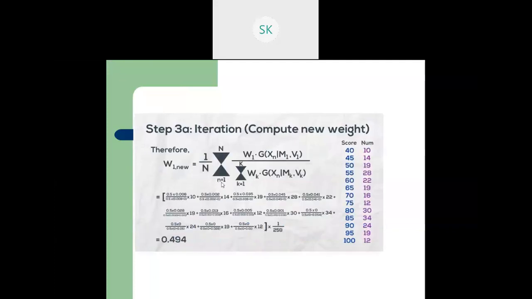Now combining these two to compute a new weight, w1 of 1 comma new is equal to 1 by n. So here the computation is provided, 1 by n is 1 by 259. Okay. Exam first score, that is a total of 10 students. So 0.5 into 0.008, divided by 0.5 into 0.008 plus 0 into 10. That is the summation actually.